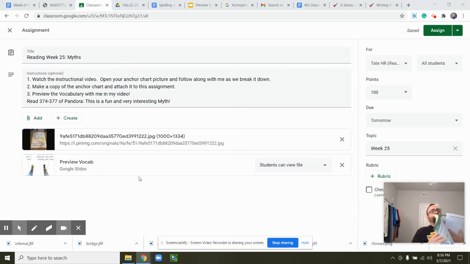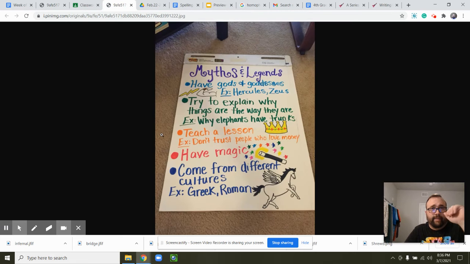So, what I want you to do is we are going to open up. I have attached a cool little anchor chart here. So, myths and legends. So, let's look at this. Myths and legends normally have gods or goddesses, right? That's a very common thing. Example, Hercules, Zeus. One of my favorite Disney movies is Hercules, right?